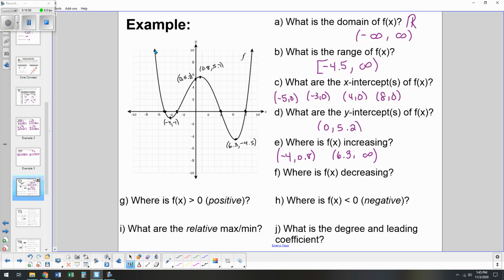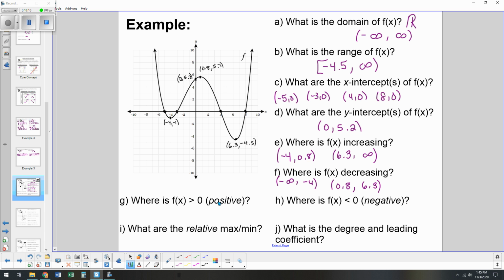So decreasing, we said we started with decreasing. So we start in the negative infinity and go all the way to -4. And that's where it changed and went up again. And then it started going down again here at 0.8 all the way to the 6.3.